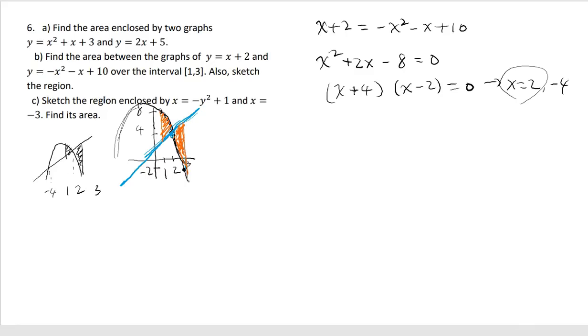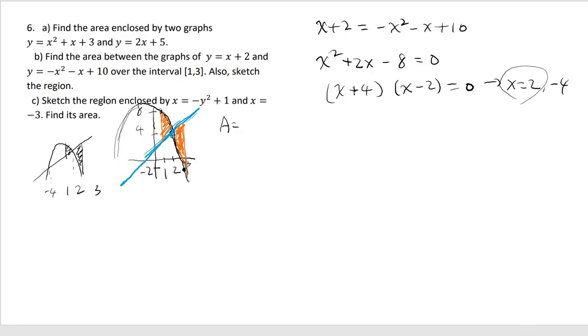Okay, when you sketch the region, you realize that there's something happening before and after 2, because before 2, the parabola is over the line. After 2, the parabola is below the line. That means when you calculate the area, you have to do top minus bottom, and the role of top and bottom changes. And that's what you have to consider when you're solving this question.